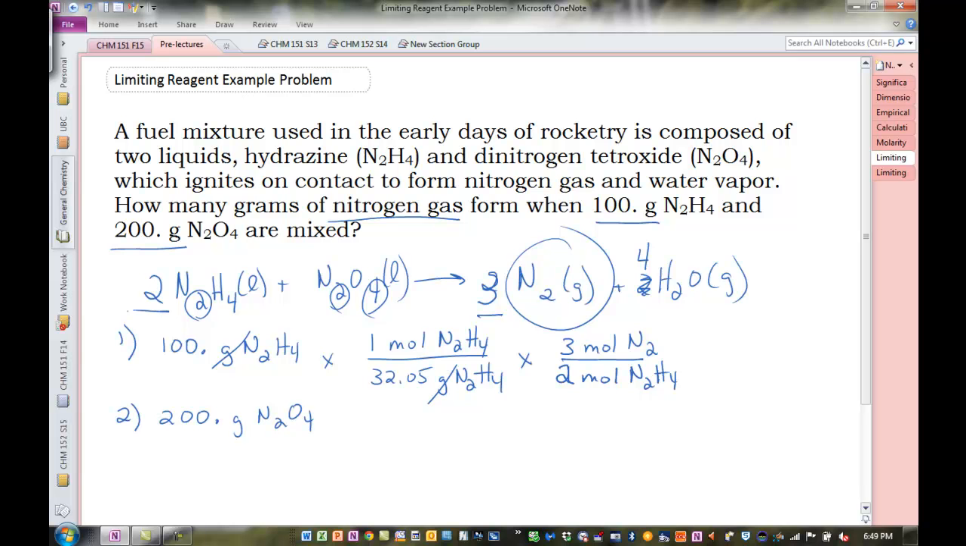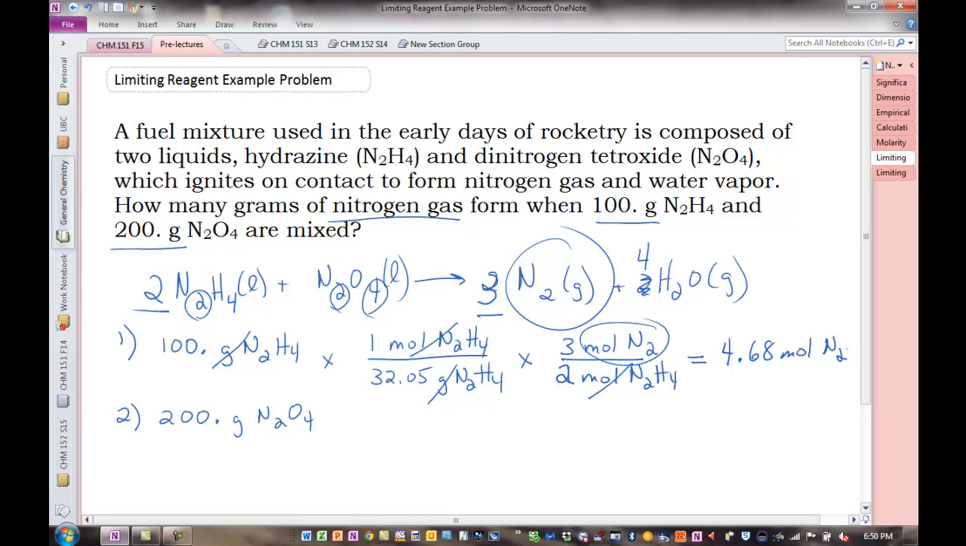Again, unit conversion, make sure that the appropriate unit cancels, giving you the unit that you want. In this case, moles of nitrogen. And if you calculate this out, and hopefully I did it correctly, I came up with 4.68 moles of N2. All right. So that's one reactant. We're not done with this problem because we still have to do the other calculation and see which reactant limits how much product we can get.